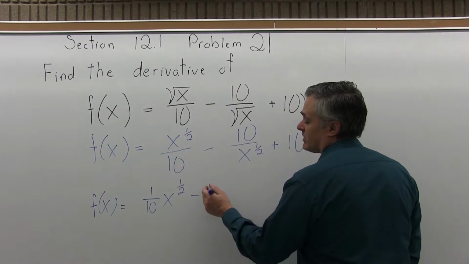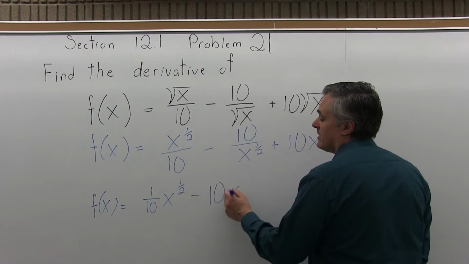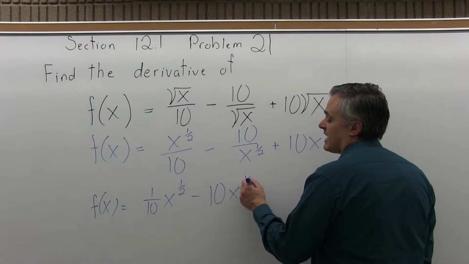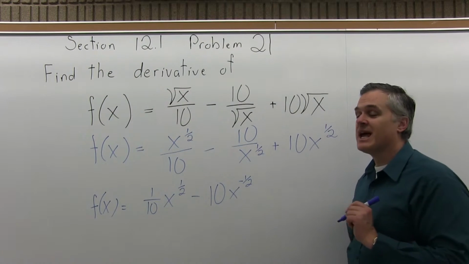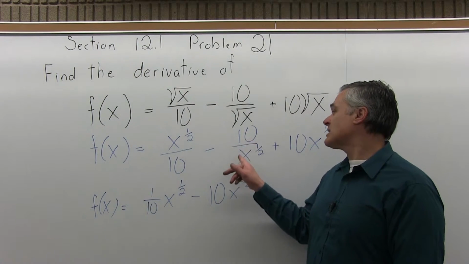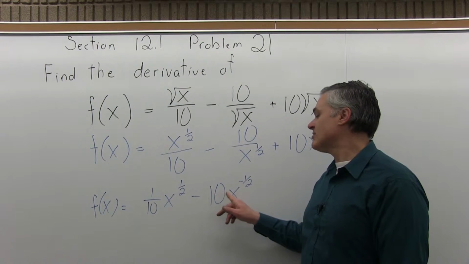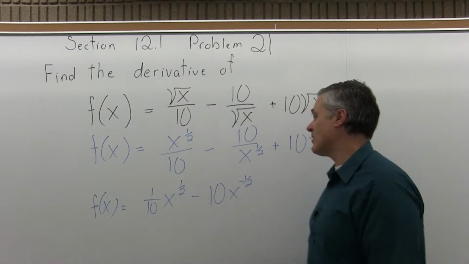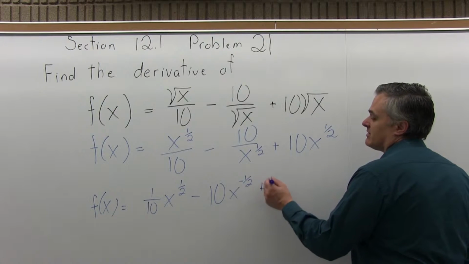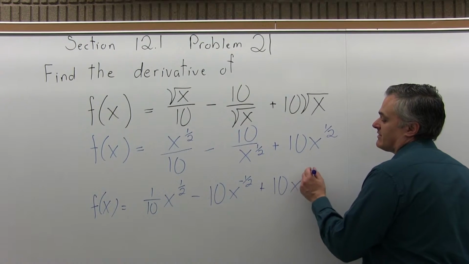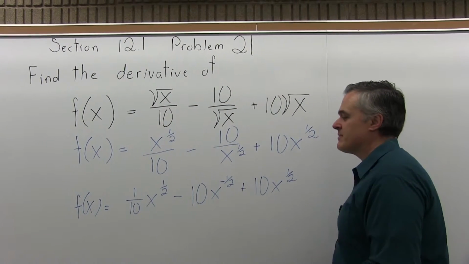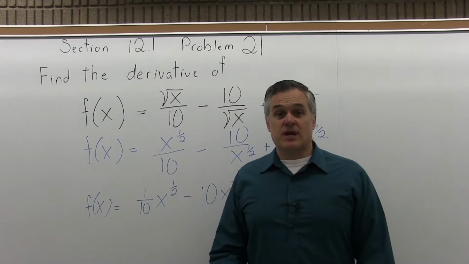I can't leave the variable in the denominator, so I deal with that by writing the same variable, same exponent, but making it negative. 10 over x to the 1/2 power can be written as 10 times x to the negative 1/2 power. And then the piece on the end, 10 times x to the 1/2 power, doesn't have to change. I'll just leave that the way it is. Now I can finally do f prime.